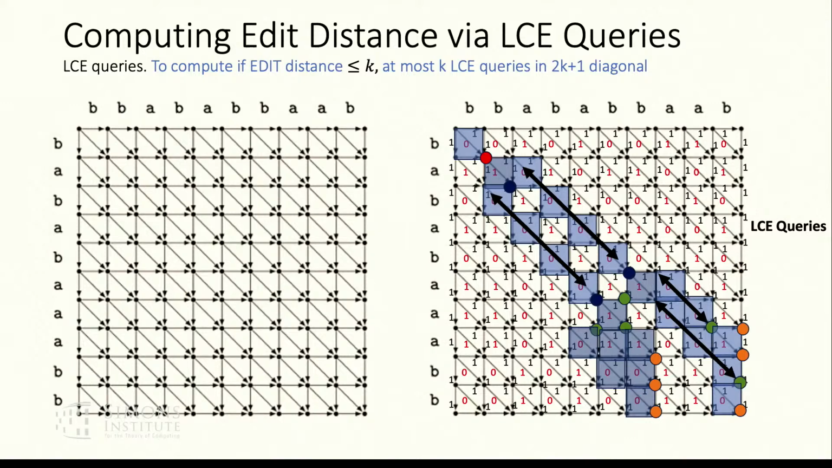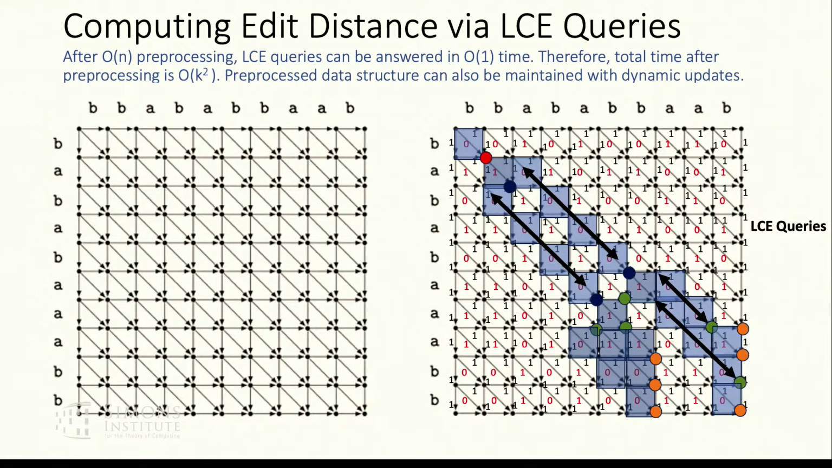So if I tell you I can pre-process the string so that I can answer these longest common extension queries in constant time, then what is the running time of this algorithm? Well, you have 2k plus 1 diagonals, and in every diagonal you have k such points. You have to ask these LCE queries k times per diagonal, and there are 2k plus 1 diagonals. So overall, you have to ask k squared LCE queries. That gives you an n plus k squared time algorithm for computing the edit distance.